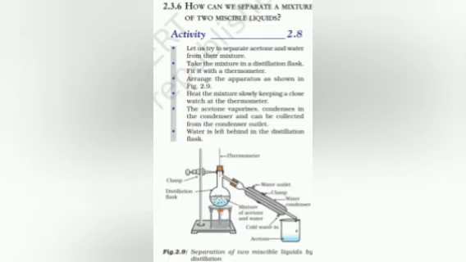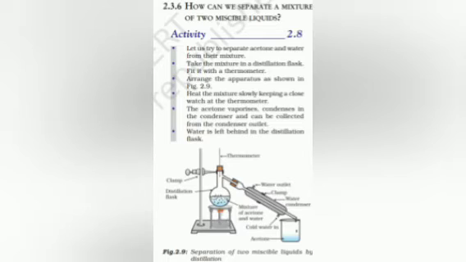सेपरेट करना है. Take the mixture in a distillation flask. डिस्टिलेशन फ्लास्क पिक्चर में दिया गया है. And fit it with the thermometer, क्योंकि दोनों का जो बॉइलिंग पॉइंट है वो अलग अलग है. Therefore with the help of the thermometer हम अलग अलग उसको हीट करेंगे and it will get separated out. Arrange the apparatus as shown in figure 2.9. Heat the mixture slowly, keeping a close watch on the thermometer.